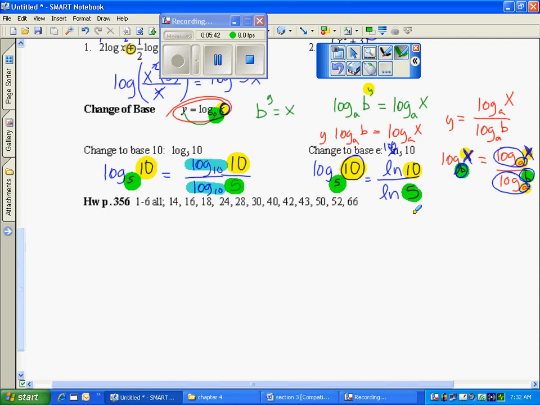Watch the formula, make sure you understand that you're changing to either base 10 or base e, and notice where the values go.